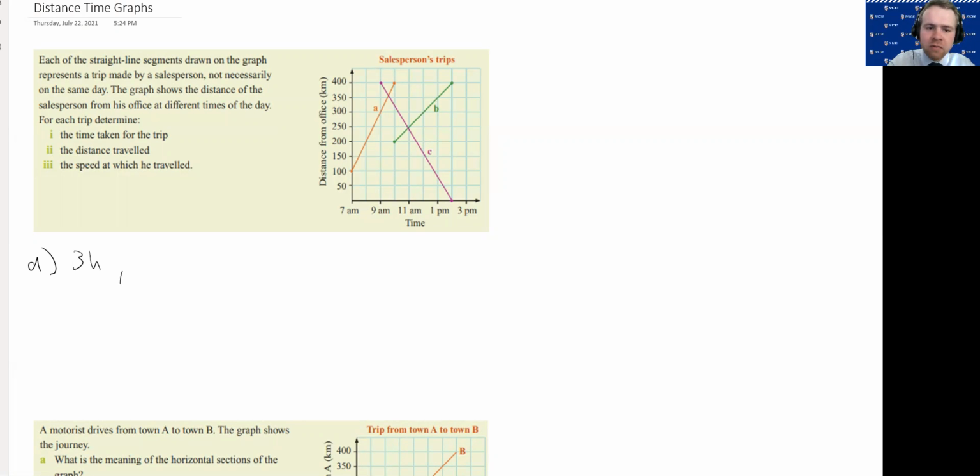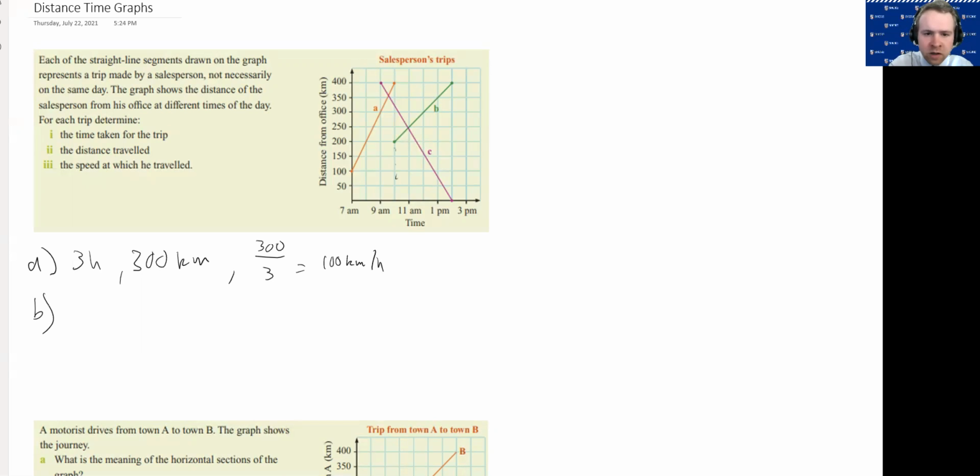The distance that we've traveled, we started 100 kilometers from the office, and then we ended up 400 kilometers from the office. So that means the distance we traveled is going to be 400 minus 100, which is 300 kilometers. Finally, the speed at which we traveled is simply the distance over the time, which equals 100 kilometers per hour.